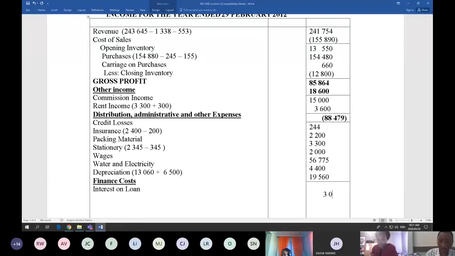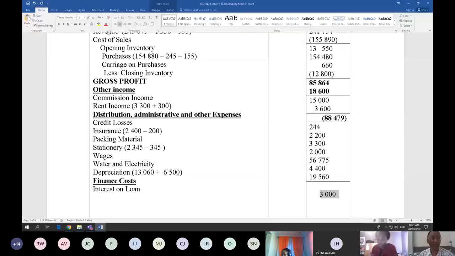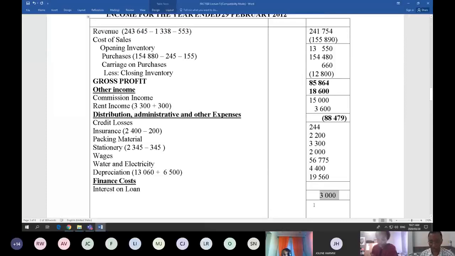3,000 Rand. Remember, in our adjustment, that loan was only taken out for a period of 6 months. And I've showed you the calculation. Your interest on loan is 3,000. That's the only interest on loan or the only finance cost. You put that amount as a total in brackets. It is in brackets because it must be subtracted.